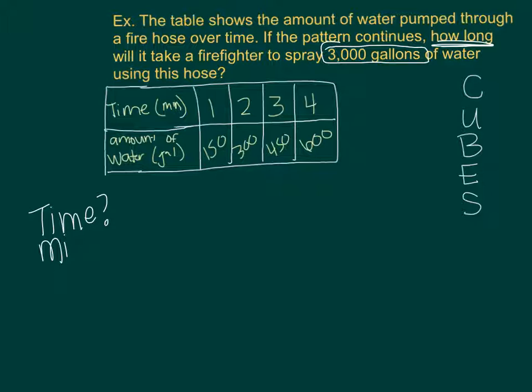Now, let's box any keywords. If the pattern continues, how long will it take a firefighter to spray 3,000 gallons of water using this hose? I would say let's box in... Oh, geez, I'm not very good at this. I didn't even circle correctly. Okay. Sorry, this one's supposed to be a circle. This one is underlined. And then box, let's box the word pattern. Okay, X out any unnecessary information. We don't really need this part. We already know what it means. Okay. And then let's set up and solve it.